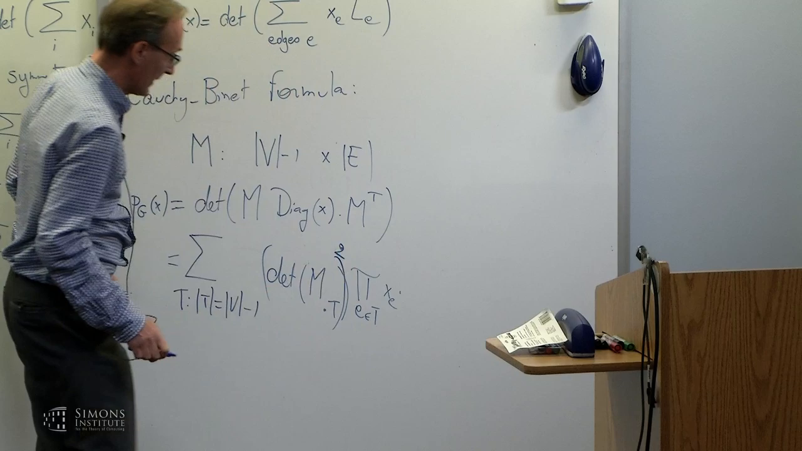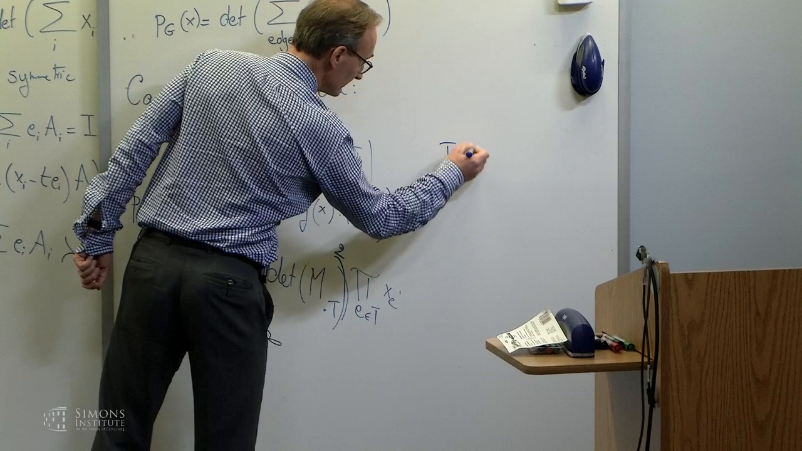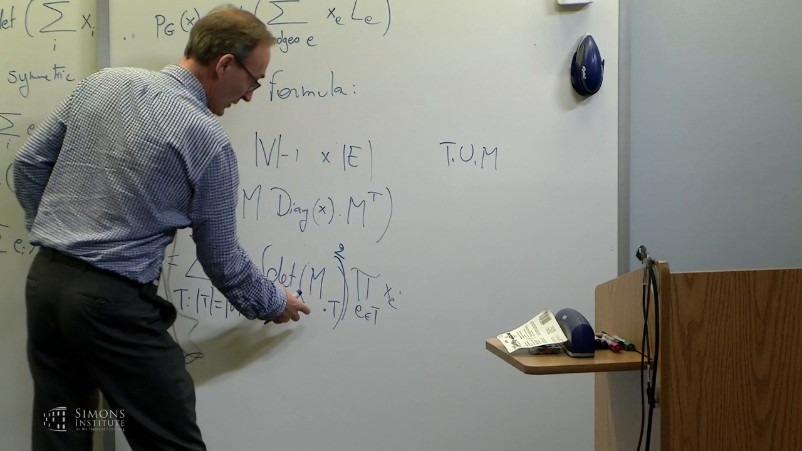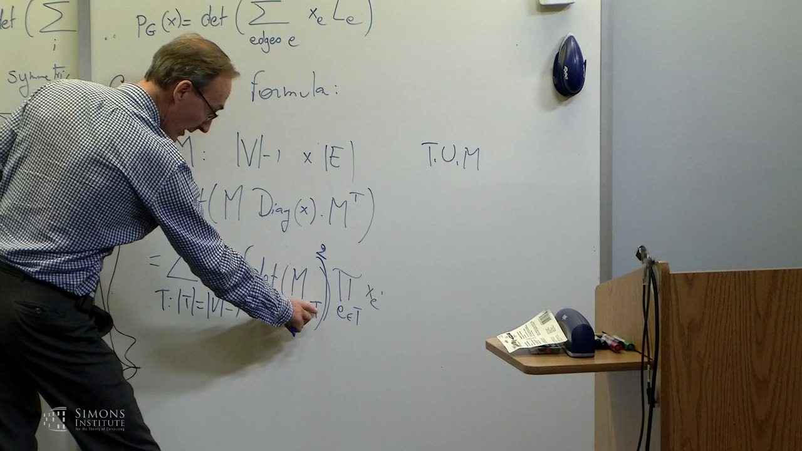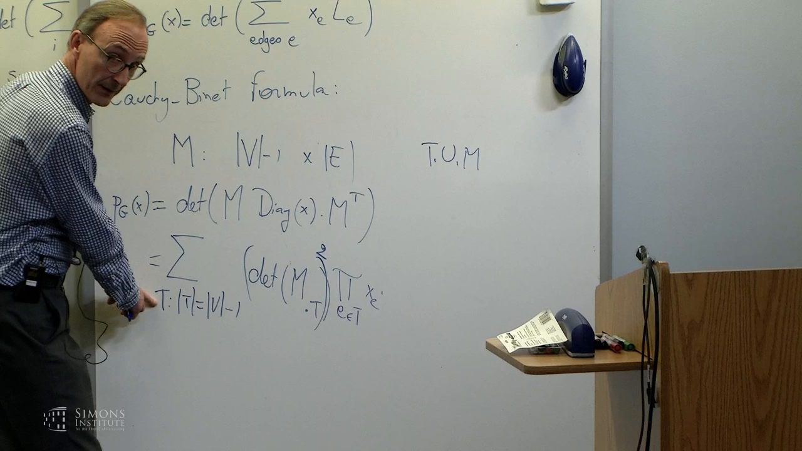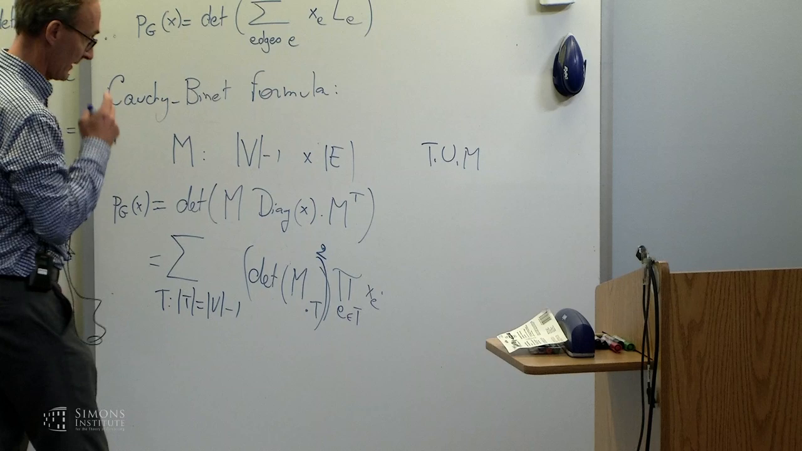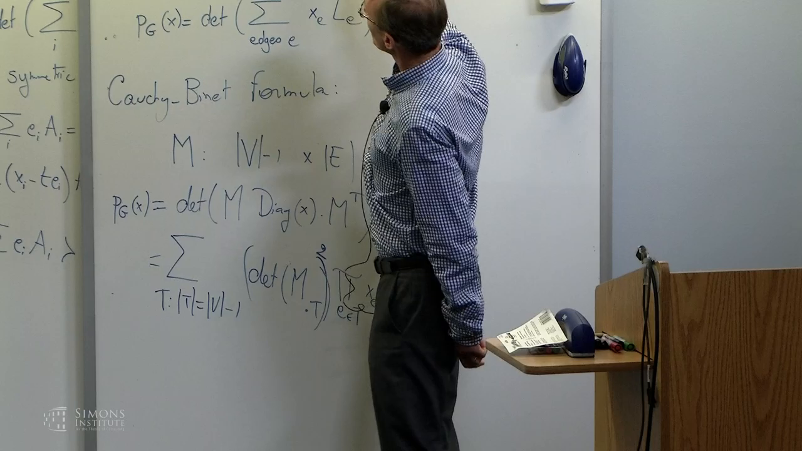And the crucial thing is that this matrix M is totally unimodular, meaning that every square submatrix has determinant either 0, 1, or minus 1. So it's 0 when T has a cycle, and it's 1 or minus 1 precisely when T is a spanning tree. And so that reduces to the sum over all spanning trees of the product over the variables of that spanning tree. So that shows that the spanning tree polynomial corresponding to any graph is actually hyperbolic in that direction.